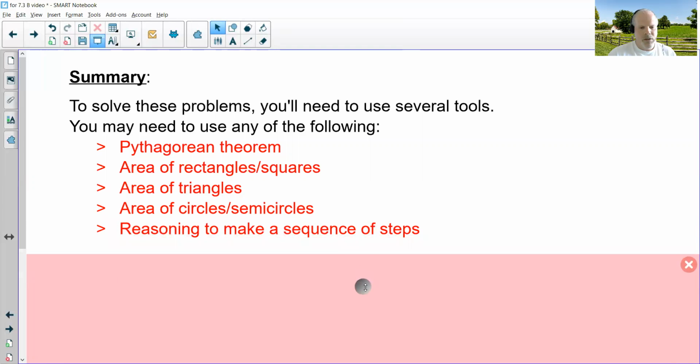And finally, you'll be reasoning because you have to come up with a list of steps to come up with your solution. So all of these things working together, you got a lot of tools in the toolbox that you have to use. And I'm here to help you. So if you have any questions, send me a message on Remind and I'm happy to assist you.